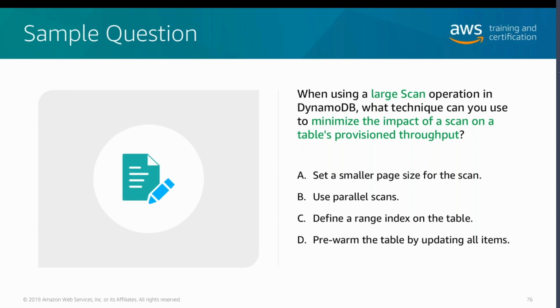In this case, the scan operation reads an entire page, so that's 1 meg by default. We can reduce the impact of that scan operation by setting a smaller page size for that particular scan. The scan operation actually provides what's called a limit parameter that you can use to reduce that impact on that particular operation. So we could use the limit parameter and set a smaller page size for it.